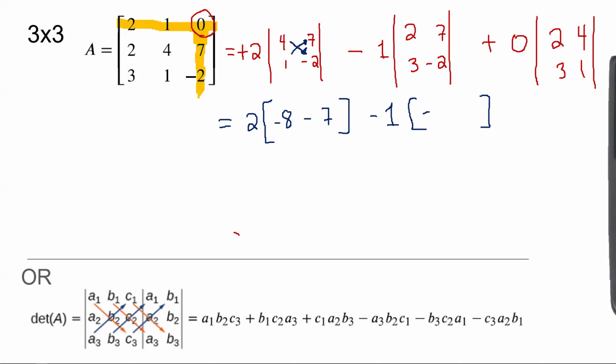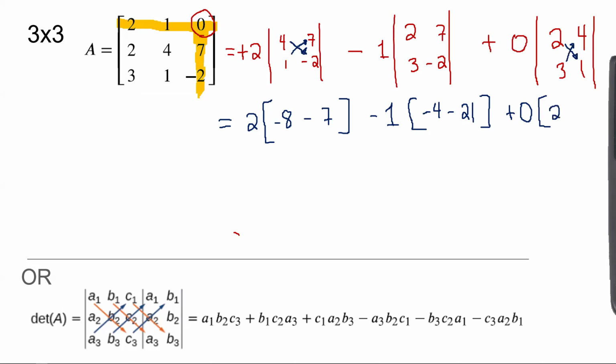2 times negative 2 would be negative 4 minus 3 times 21. I'm sorry, 3 times 7 would be negative 21. Negative because I'm subtracting it. And then the last one here, you've got that 0, so we know it doesn't really matter. We're multiplying by 0 here. But 2 times 1 would be 2.